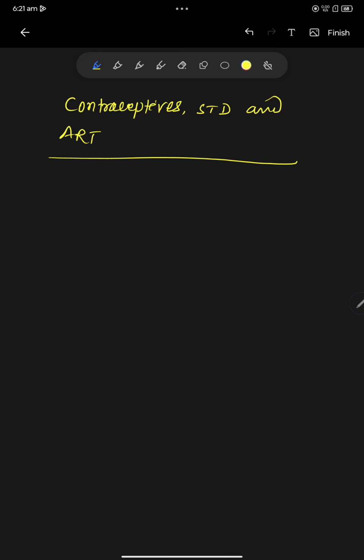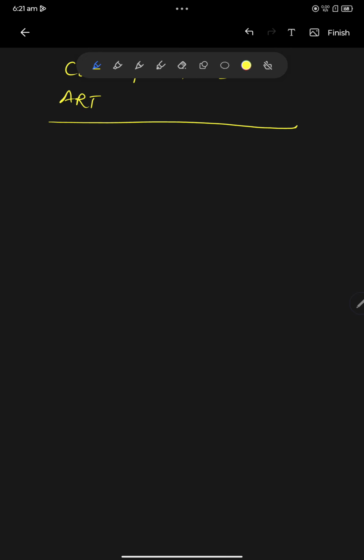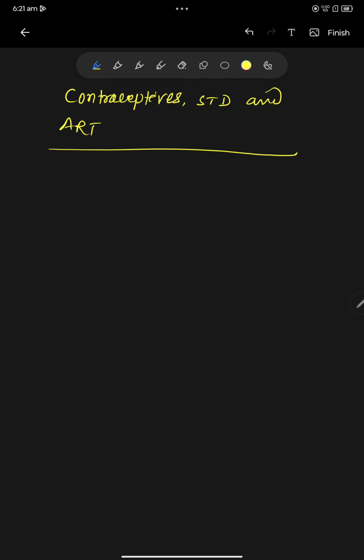So, in our previous session, we discussed the initiatives taken by the Indian government to create a reproductively healthy society. Today we'll be discussing contraceptives, then STD, and assisted reproductive technology, ART. So, these three topics we'll be discussing today. Let us first discuss contraception.